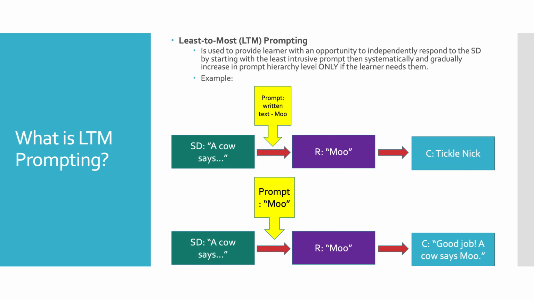Then the next step would be, since it's a textual or visual prompt, now we have to increase that, right? So if your kid cannot say "moo" and incorrectly responded, we have the SD of "a cow says," and your prompt would be "moo," and that would be a full verbal prompt. So from written to full verbal prompt, and then the correct response would be "moo," and then you give your learner reinforcement of "good job, a cow says moo."